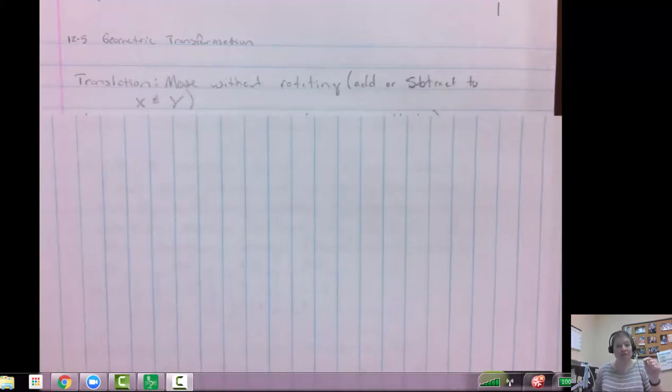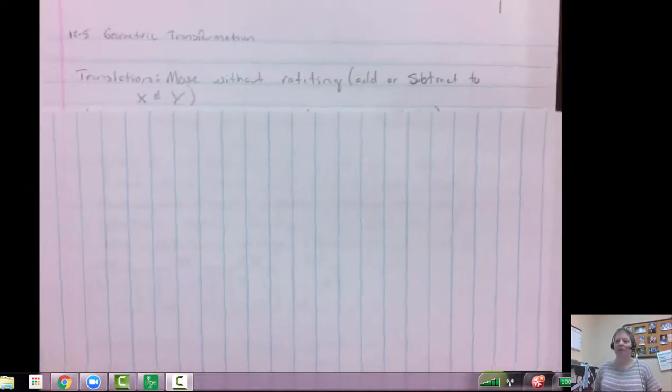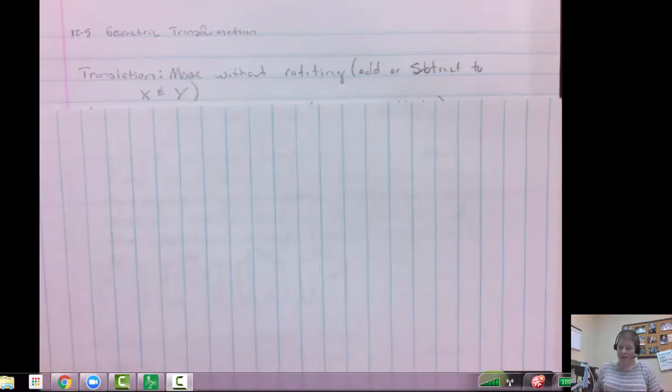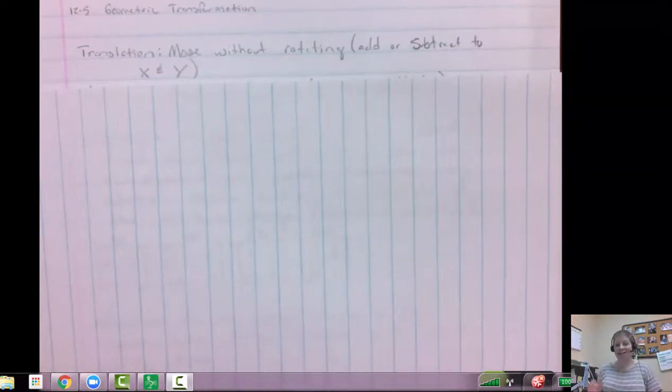Hi, this video is going to cover geometric transformations using matrices in section 12.5 of Algebra 2. So let's look at those transformations again that we've learned the last couple years. The first one is a translation. That's where you move without rotating, right? So you're moving left and right and up and down. So you're either adding or subtracting to that x value or that y value.